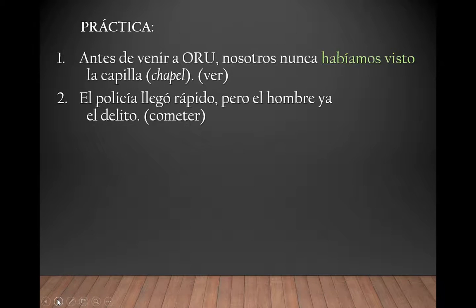Número 2. El policía llegó rápido, pero el hombre ya blank el delito. And the verb cometer. This says the police arrived quickly, but the man already blank el delito. Delito is a word for crime. And cometer looks like the verb commit, and that is the word commit. So the police arrived quickly, but the man already had committed the crime. So had, what would the word had be for man? Which of course is the same as saying he, so that would be había.